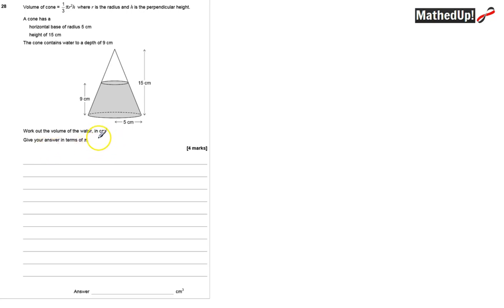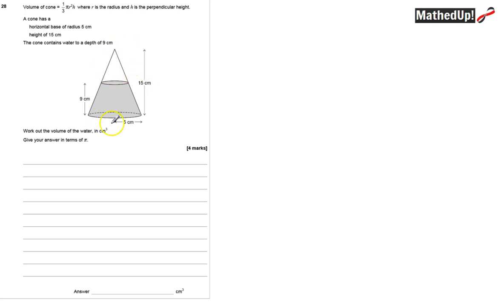So, first of all, we know the volume of the cone, so I should be able to work out the volume of this big cone using that formula. Over here, the shape that we have that is actually full of water is not a cone, it's what's called a frustum. And in order to work out the volume of that, I need to take this big cone that I can work out, and I also want to take this little cone that I should be able to work out, and take that away from the big cone.